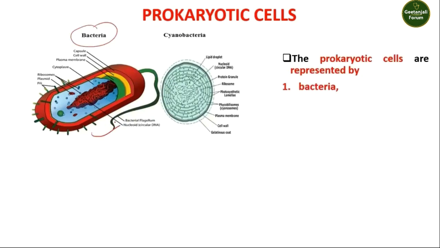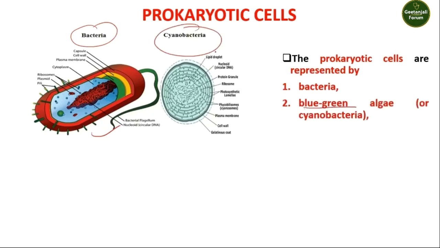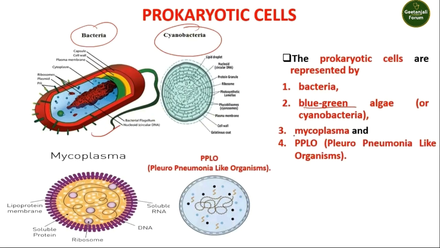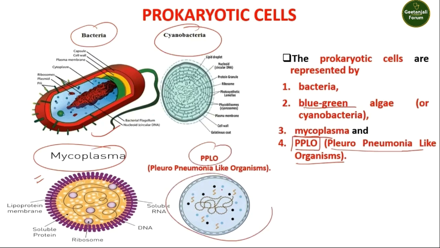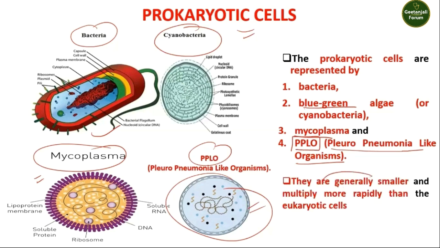This is a bacterial cell. Then blue-green algae, which is also known as cyanobacteria. This is a prokaryotic cell as well. Apart from this, mycoplasma. This is also a prokaryotic cell. Then PPLO. PPLO's full form is pleuropneumonia-like organism. This is also a prokaryotic cell. Like this, there are many organisms in which prokaryotic cells are found, and these are mostly primitive organisms, or we can say lower organisms. They are generally smaller. Their size is very small.